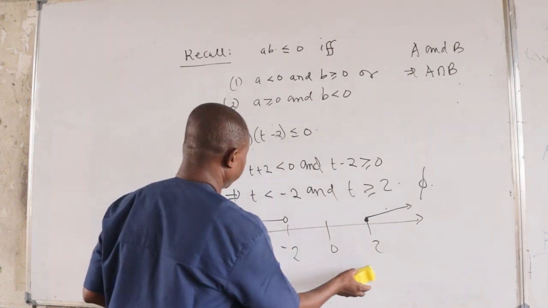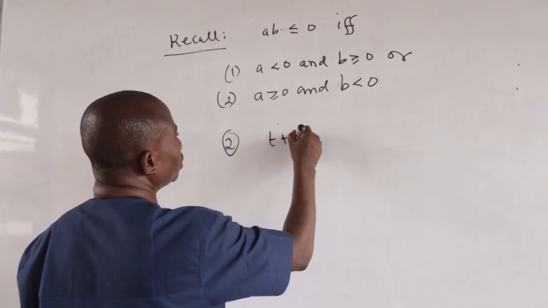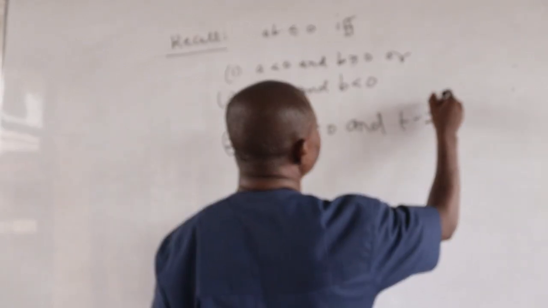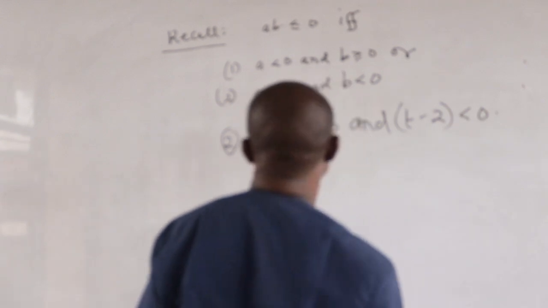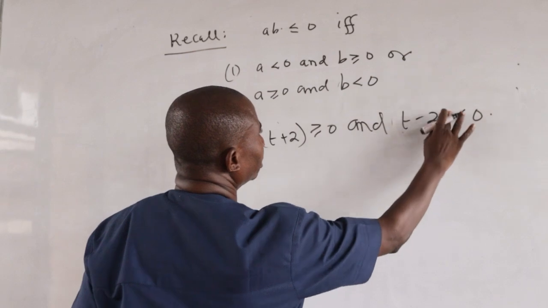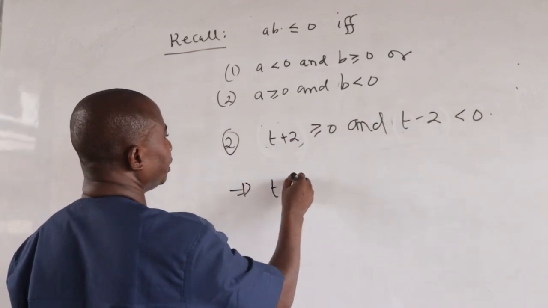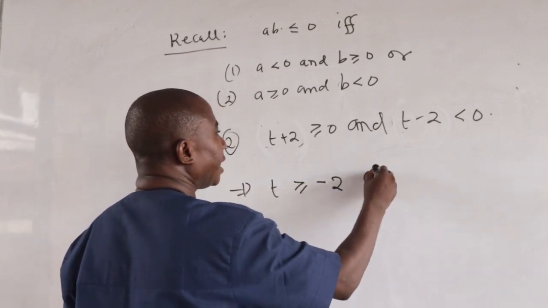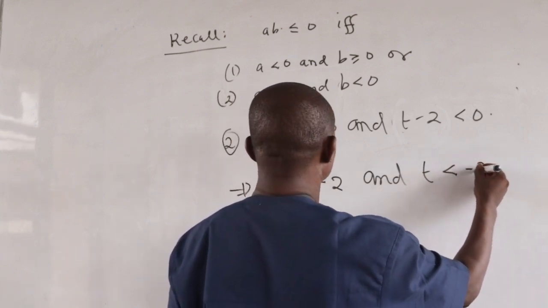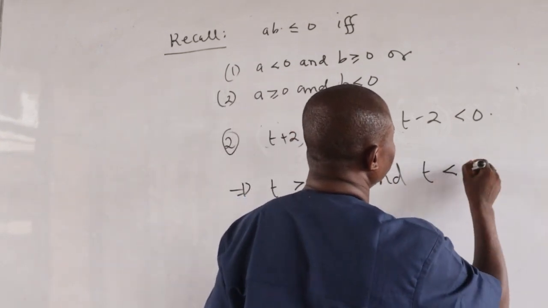I hope this explanation makes sense. Yes, it does. For the second case, we're looking at when t plus 2 is bigger than or equal to 0 and t minus 2 is strictly smaller than 0. We solve again. t plus 2 greater than or equal to 0 means that t is greater than or equal to minus 2. And this other case says that t is strictly smaller than positive 2.